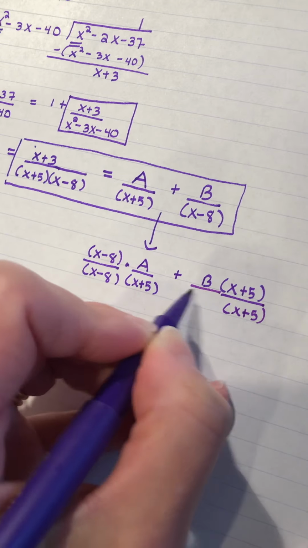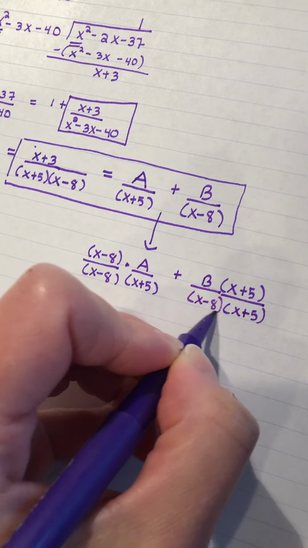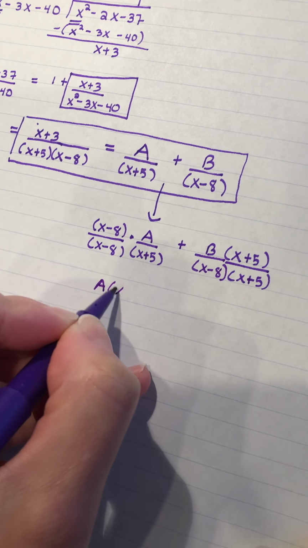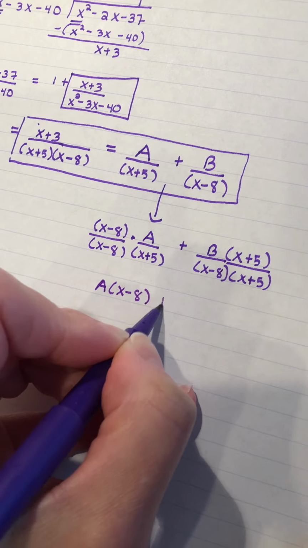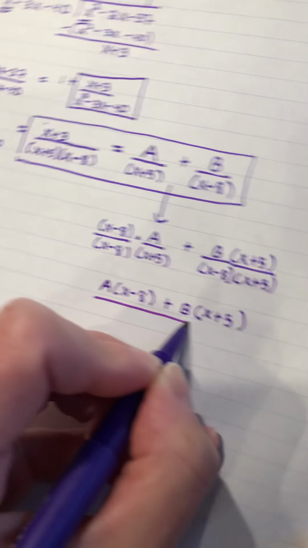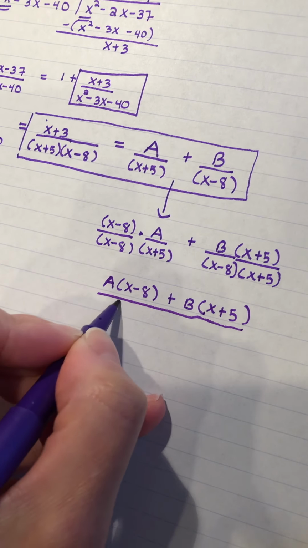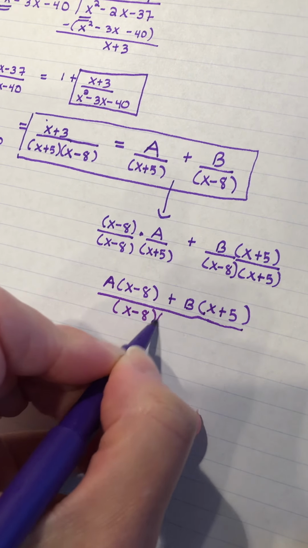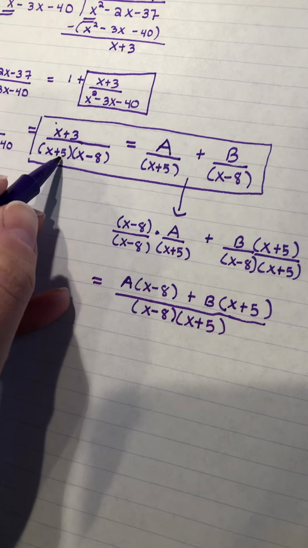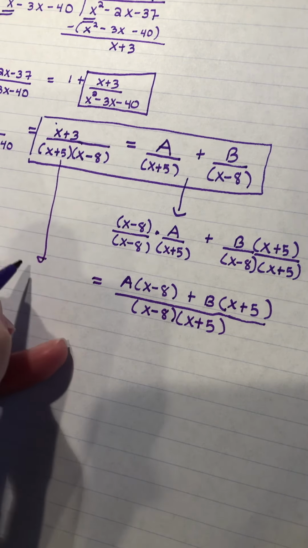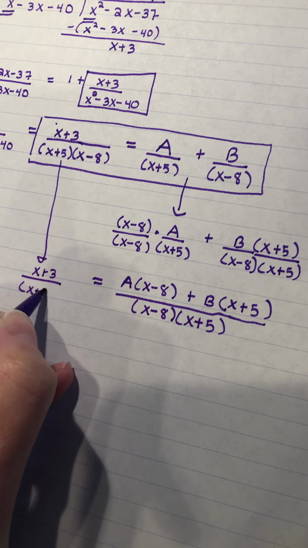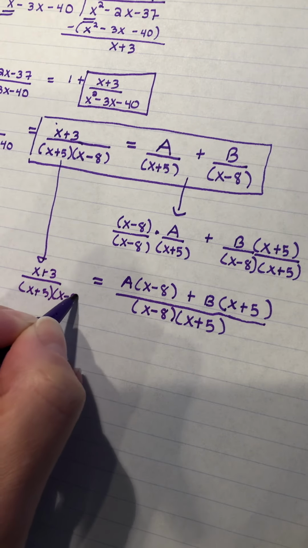Right, multiplying each fraction by its required fancy one. And then I'm going to say this is A times the quantity x minus 8 plus b times the quantity x plus 5 all over, I can now put these together, x minus 8 times x plus 5. Okay, so I'm just adding fractions like normal. But don't forget, this was all equal to x plus 3 over x plus 5 times x minus 8.